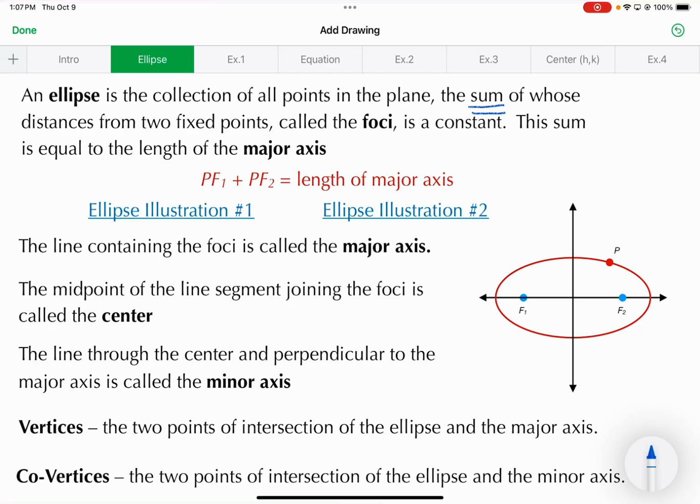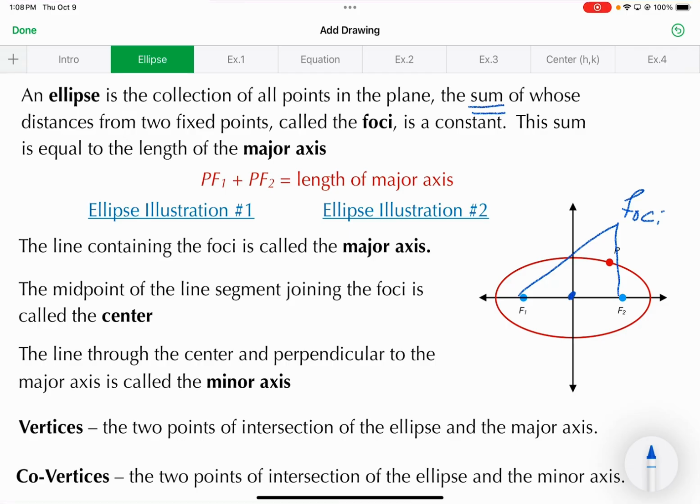In the picture, we have what's called a major axis and a minor axis, okay? The line containing the foci is called the major axis. So right here, I'm going to call this out, and this. These are our foci, which is the plural of focus, okay? So those are our foci, all right? The midpoint of the line segment joining the foci is called the center, which in all the examples we do today is just going to be at 0, 0, at our origin.